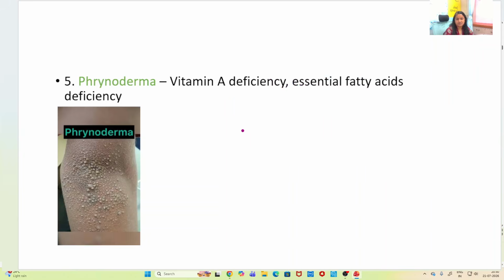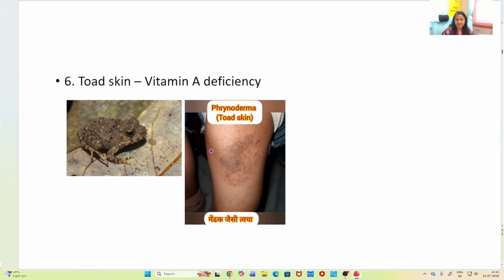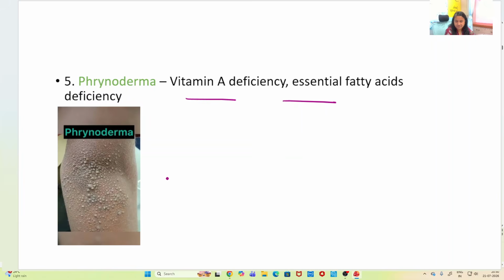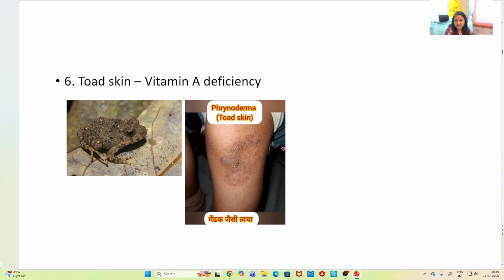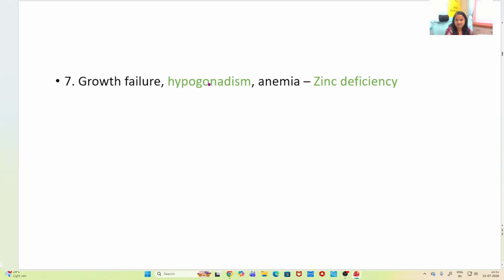Okay, phrynoderma. Now, vitamin A deficiency. This is seen in vitamin A deficiency and essential fatty acid deficiency. This is a very typical picture, and this is an image based question. Toad skin, like you saw in the previous picture also over here. This particular skin lesion resembles toad skin. Again, toad skin is seen in vitamin A deficiency.